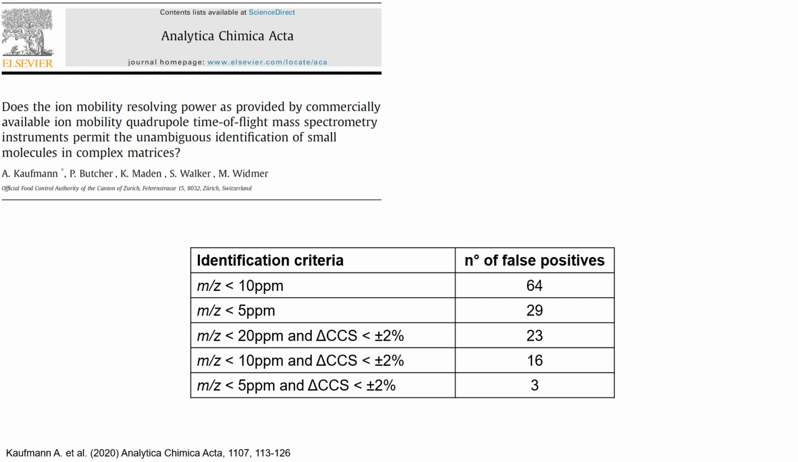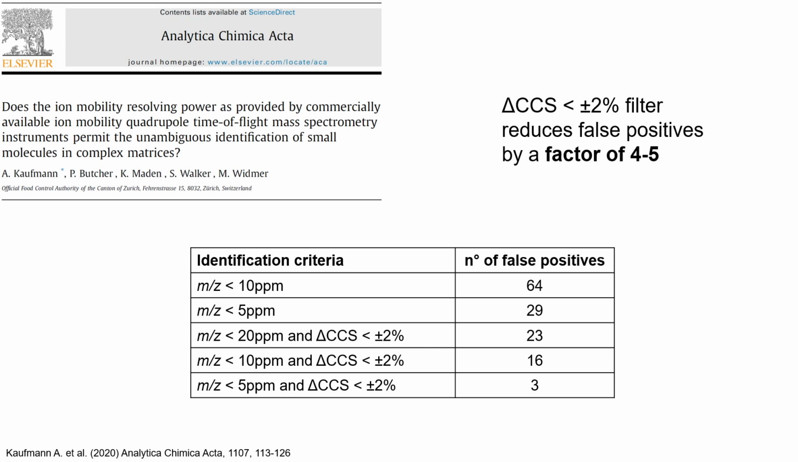They used the Vion to screen a bovine liver extract for more than 100 veterinary drugs and metabolites, and processed the raw data by applying the thresholds shown here against their homemade library. The results showed that when adding the CCS percentage deviation of plus and minus 2%, the number of false detects, which is the false negatives, decreased significantly.